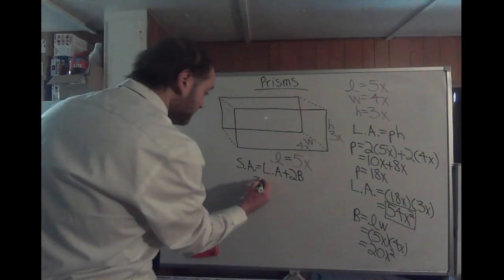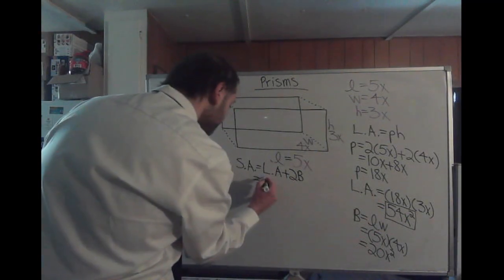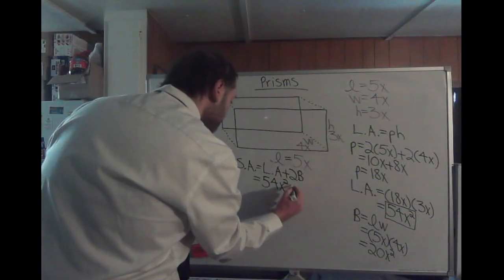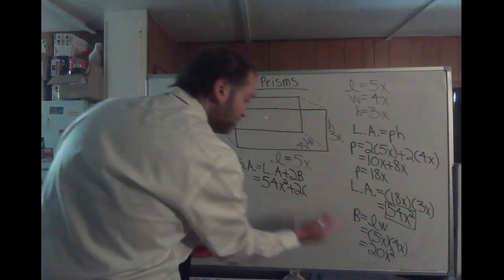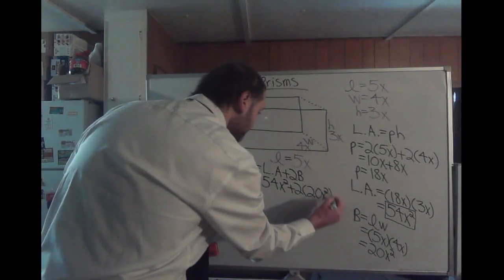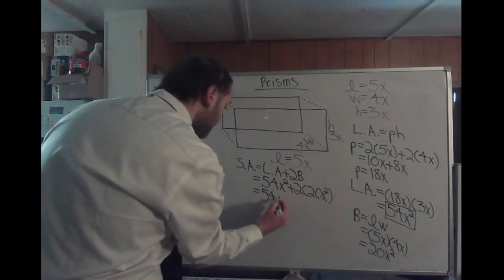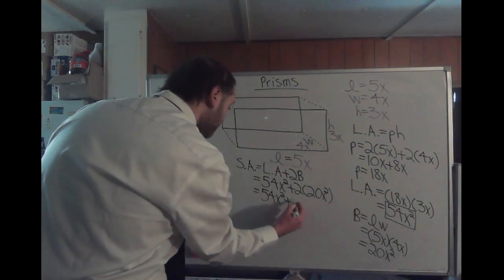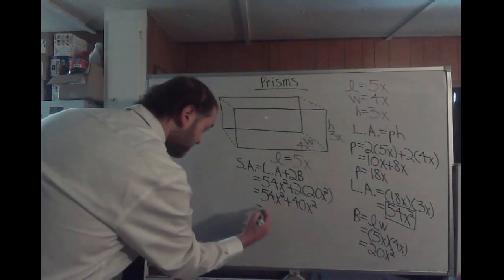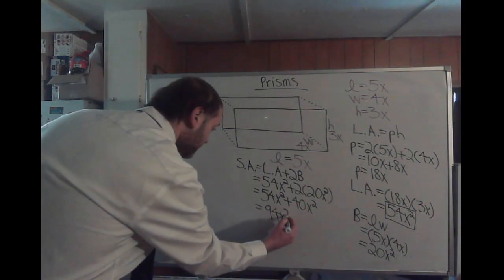So now you just plug and play for your surface area. So your lateral area was 54x squared units plus 2 times that area of the base, which was 20x squared units. So that would give you 54x squared plus 40x squared, which would simply give you a surface area of 94x squared units.